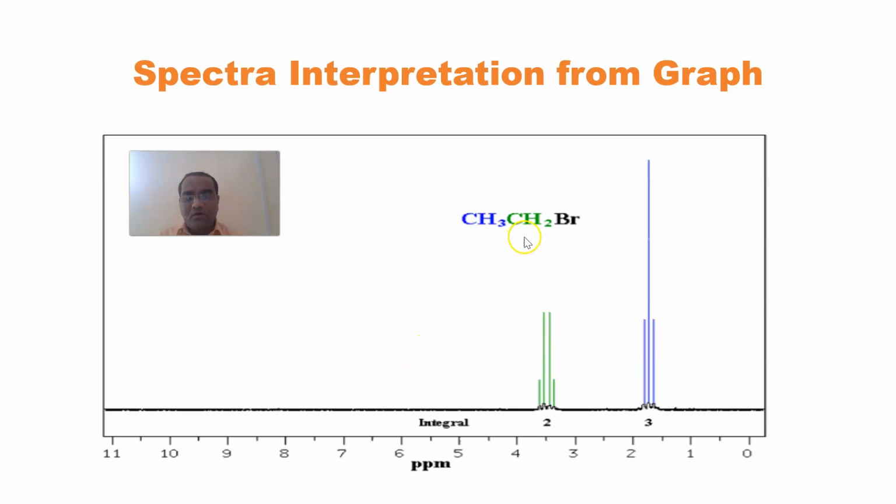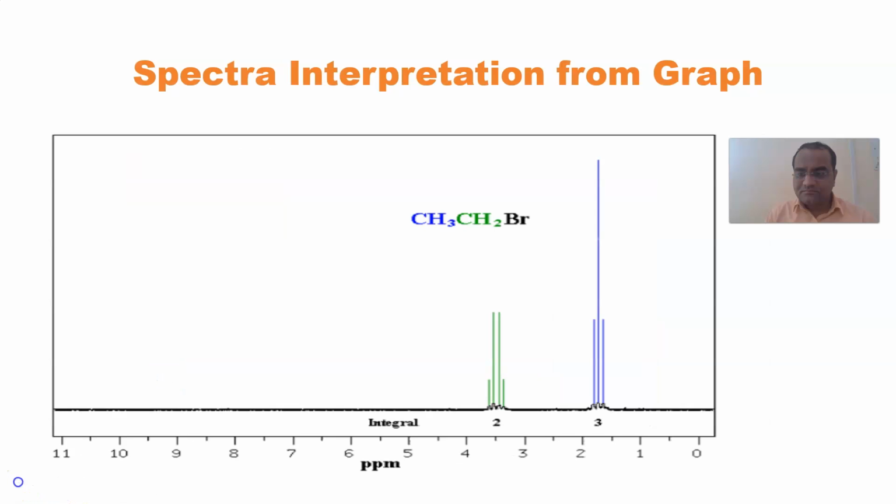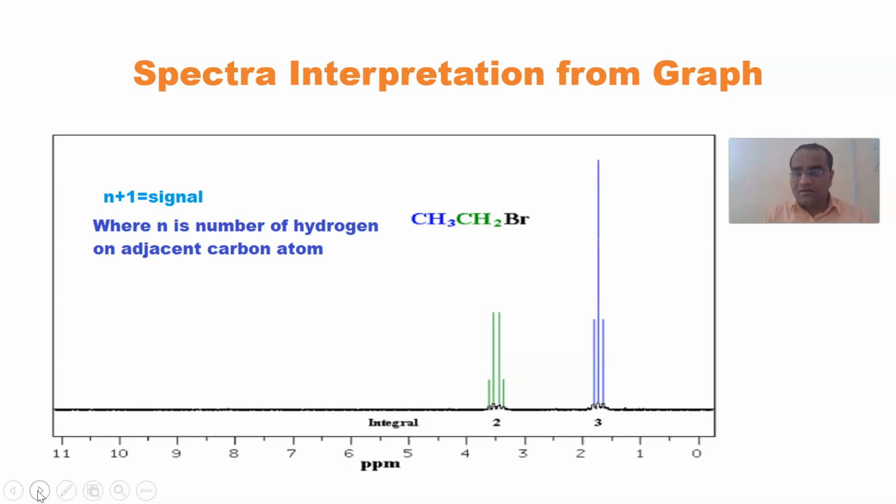So here the CH2 is in green color, and its signal is also in green color. There are 4 signals, so it is a quartet, and the 3 hydrogens give a triplet. So how does it actually come? Signals will be recorded according to the n+1 rule, where n is the number of hydrogens on the adjacent carbon atom.